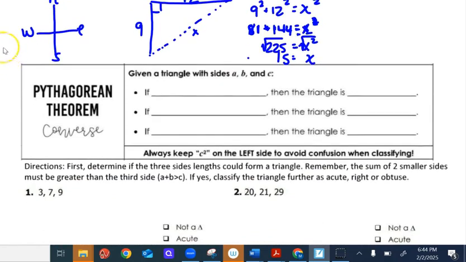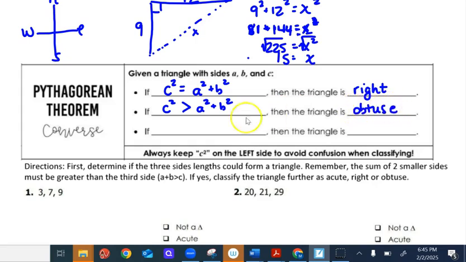All right, this is the Pythagorean Theorem Converse. Given a triangle with sides A, B, and C, if C squared is equal to the sum of A squared plus B squared, then we know we have a right triangle. If c squared is greater than the sum of a squared plus b squared, then the triangle is obtuse. And if c squared is less than a squared plus b squared, then the triangle is acute.